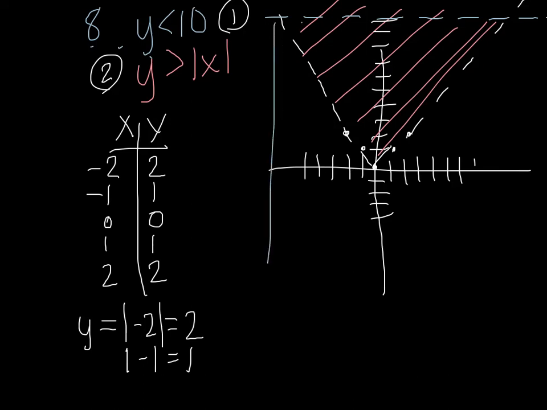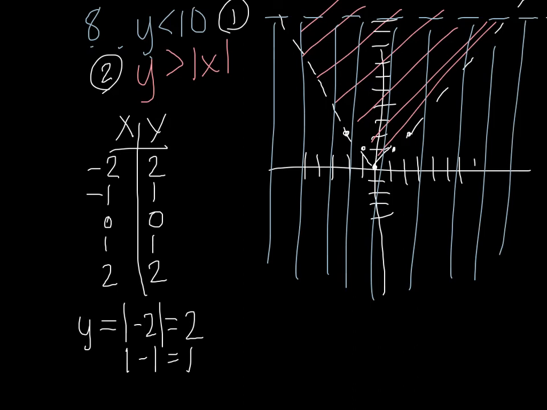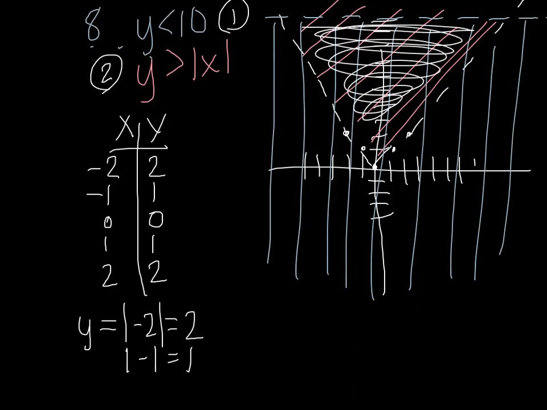So that's below. And I'm looking for the place where this graph is double shaded. It's double shaded above the absolute value function and below the horizontal line y equals 10. So my solution set is this area inside that V, but below the line y equals 10.